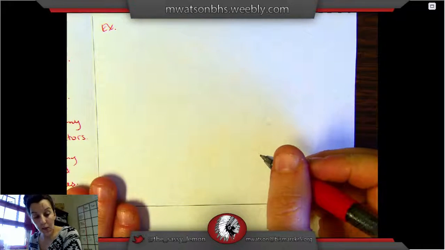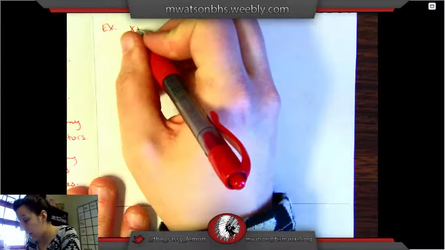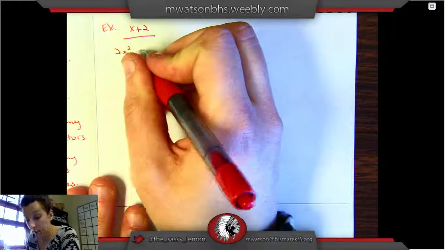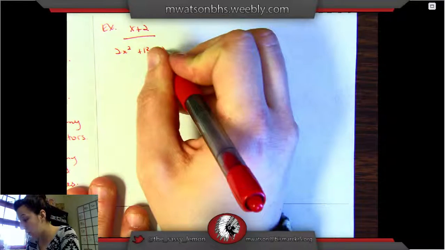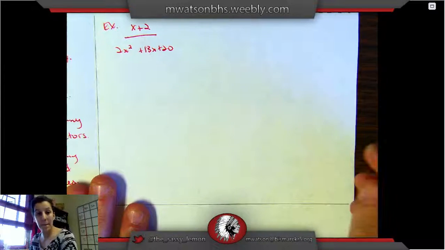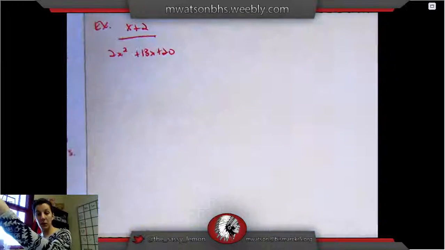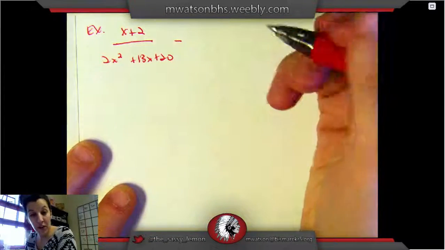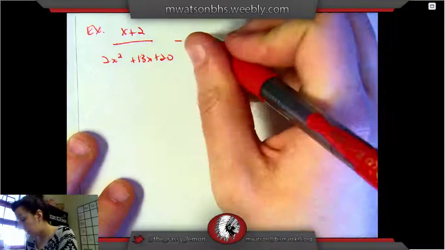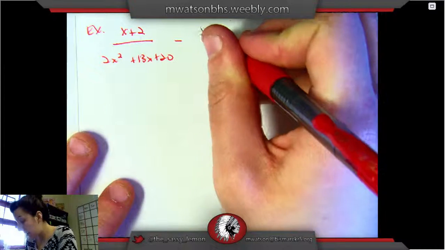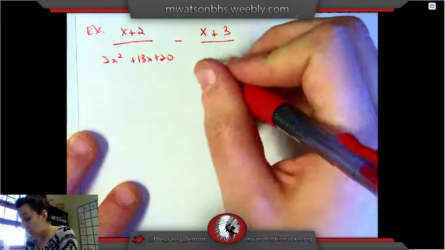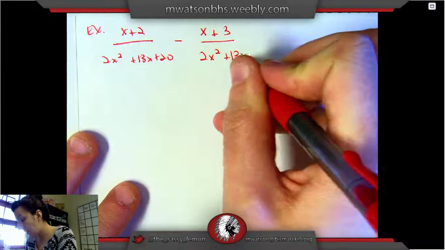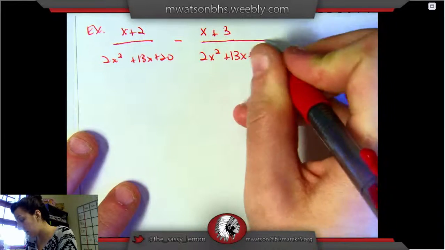So our problem is going to be x plus 2 over 2x squared plus 13x plus 20. I'm going to zoom in just a little bit. Minus, so now we're doing a subtraction problem, minus x plus 3 over the same denominator, 2x squared plus 13x plus 20.